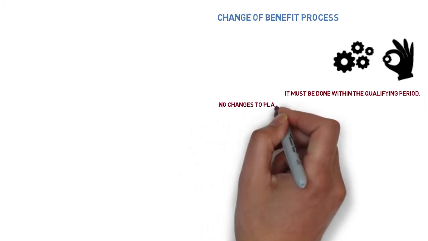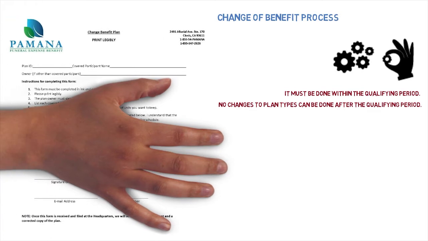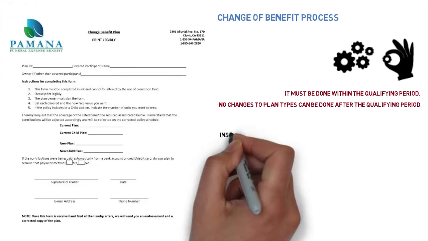Change of benefit process. Should a client feel the need to change their benefit plan to something lower or higher, they can. However, if a change in plan is requested, it must be done within the qualifying period. No changes to plan types can be done after the qualifying period. To request a change, the following documents must be completed.